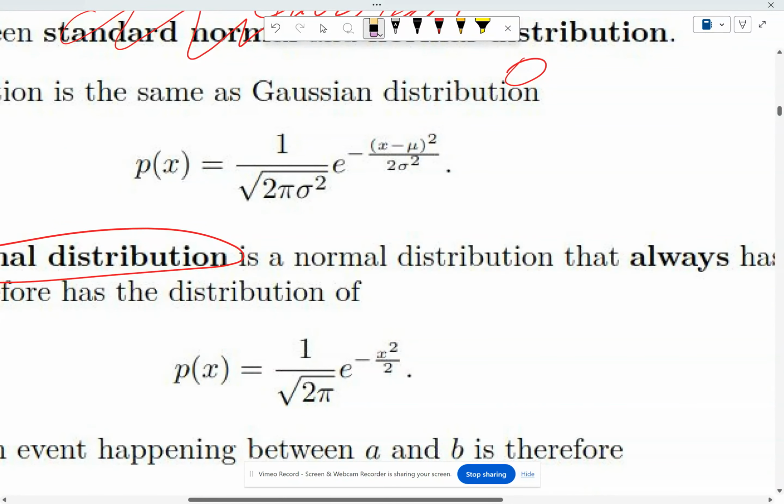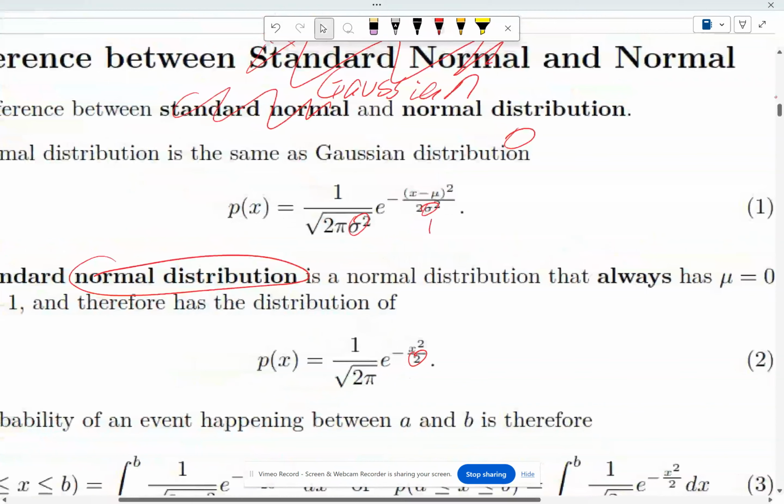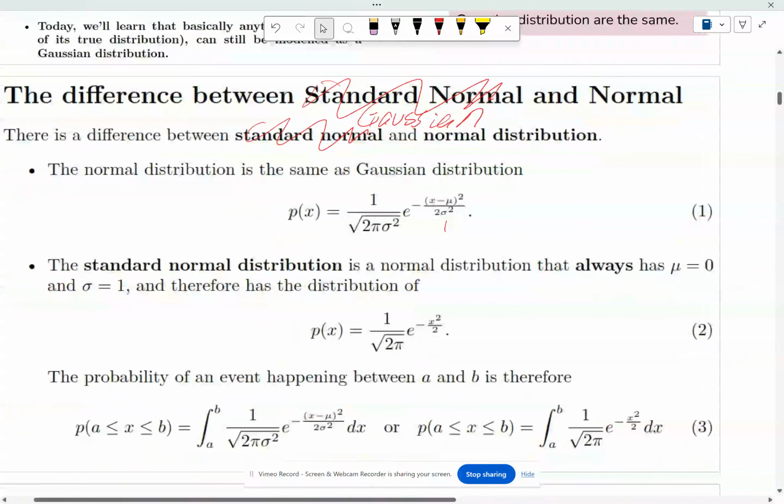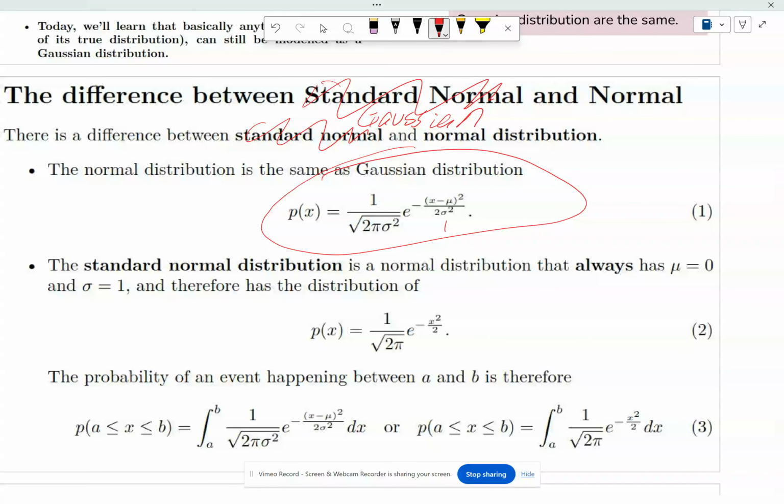Also, standard deviation is equal to 1. So if that is equal to 1, then you just got a 2 here. Similarly, that will become 1. So that's only really the difference, right? That's it. In general, if you just think in terms of Gaussian distribution, that's much more general, right?